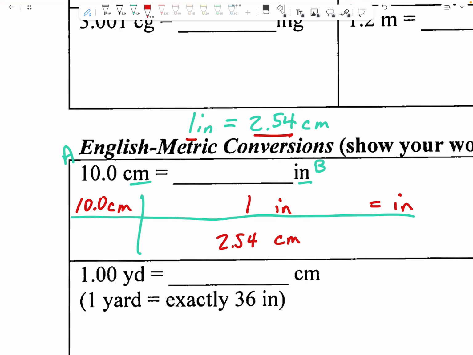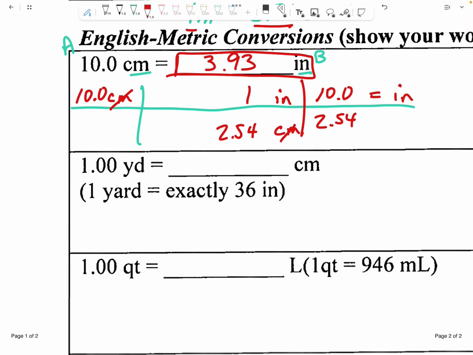And this one also, now if you look at it, if I go ahead and cross off my centimeters and I go like this, you'll find out that it's really 10 divided by 2.54. If you calculate this out, I believe it becomes 3.93. And there you are, okay?